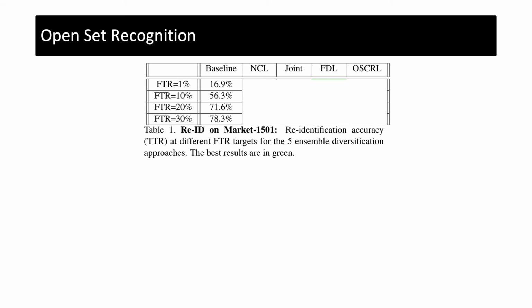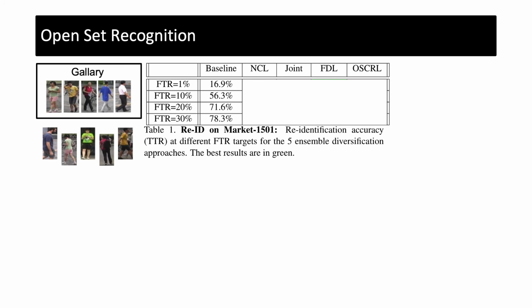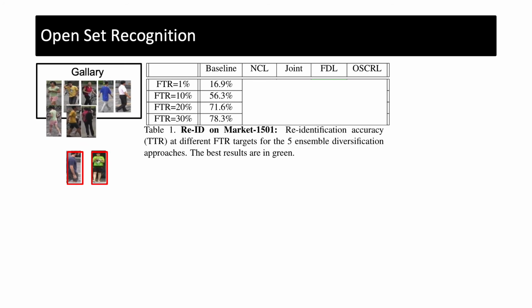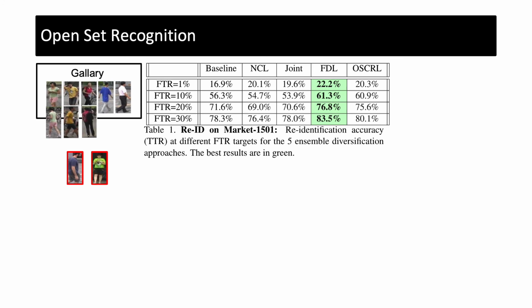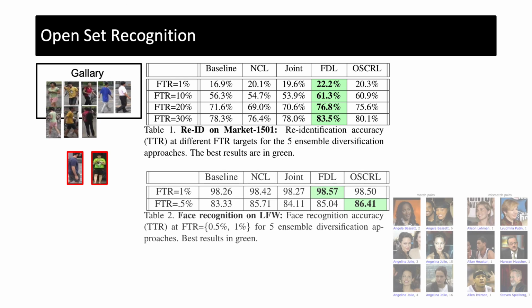We also experimented with re-identification tasks on Market 1501. Here, we aim to match test inputs with their pair in a gallery, or reject them if no match exists. FDL yields the best result in this case, outperforming the baseline by up to 30%, with OSCRL standing as the second best. Practical face recognition systems also operate in an open set scenario.